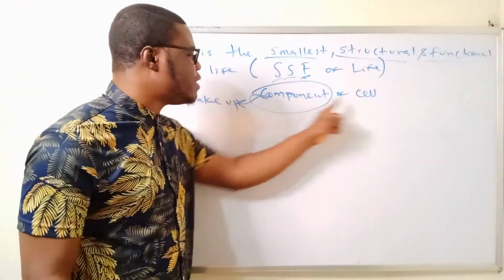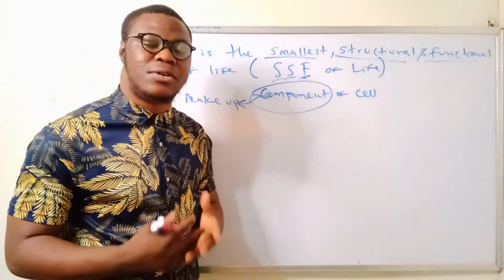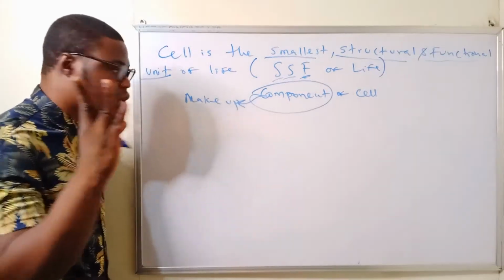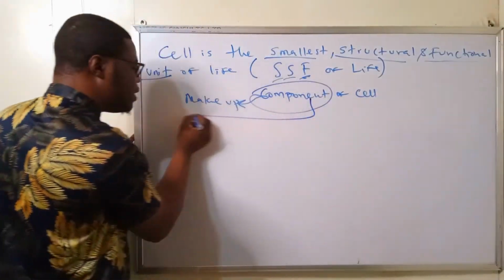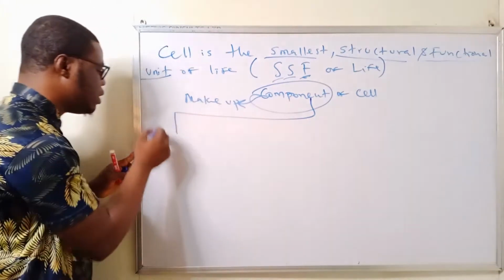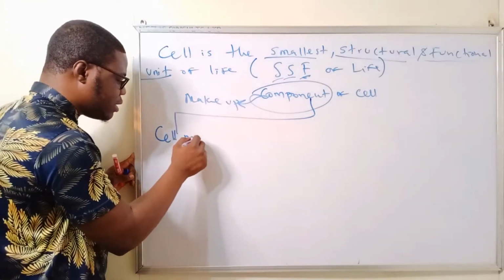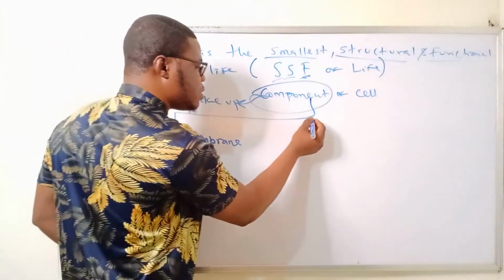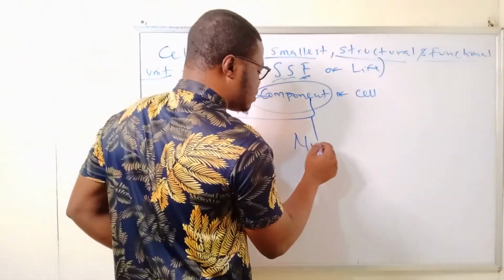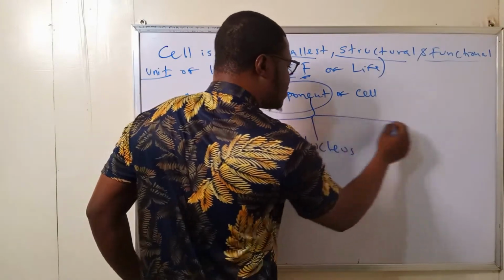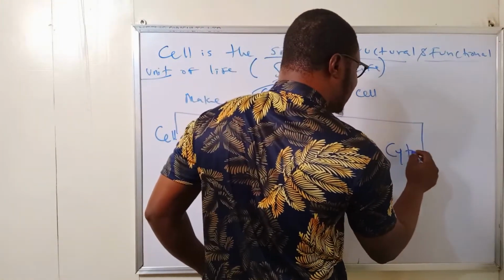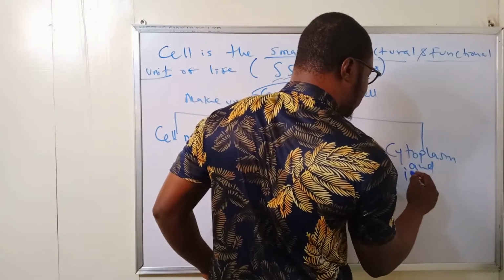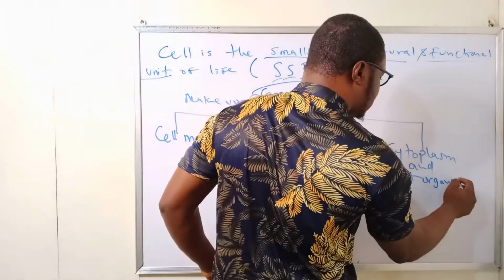So if we say the makeup of a cell, it means what are those things that form the cell? And the answer is not far-fetched. We have three components of a cell. So it means the cell is made up of three things. The first one is called the cell membrane. And the second one is called the nucleus. And the last one is called cytoplasm and its organelles.